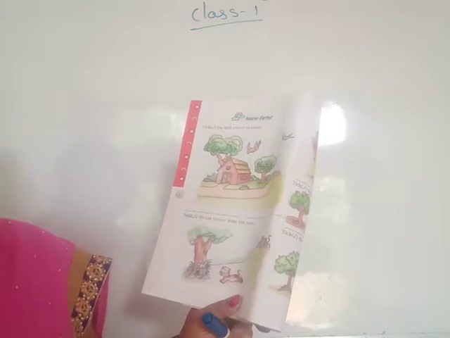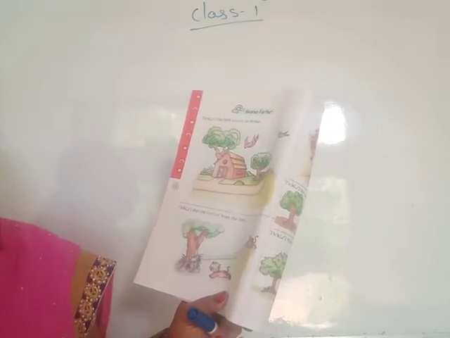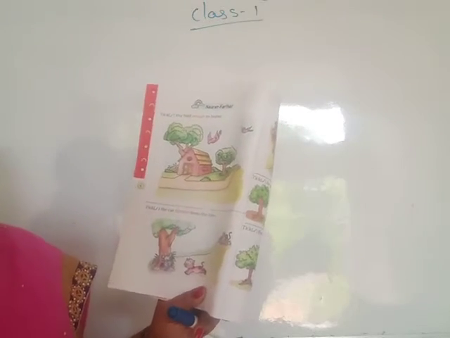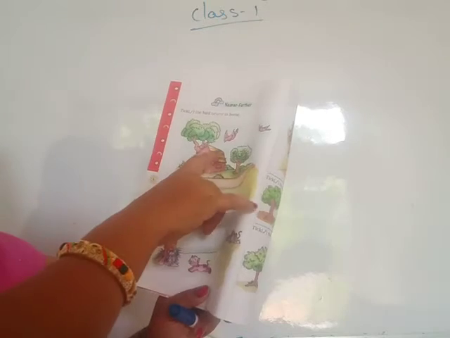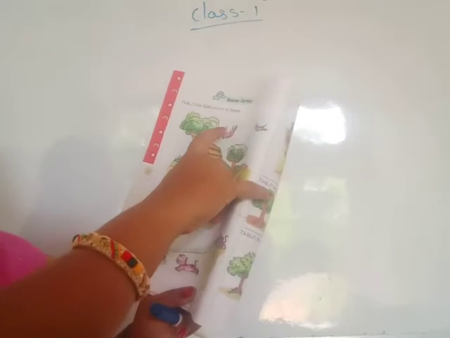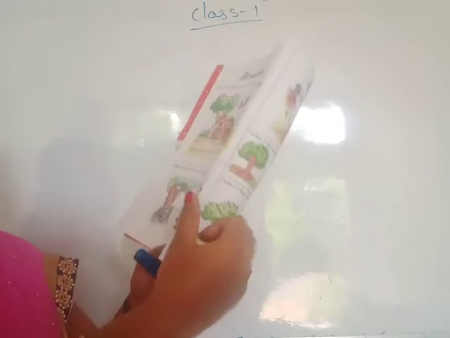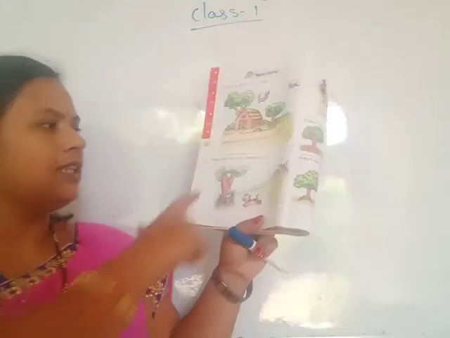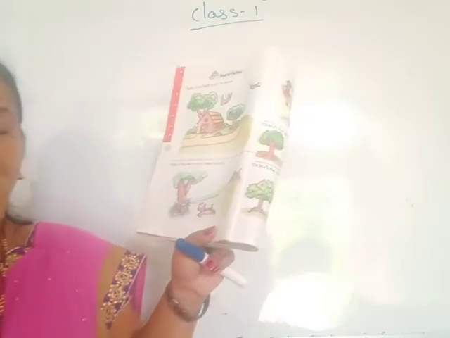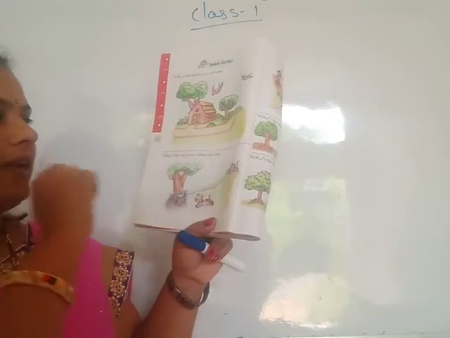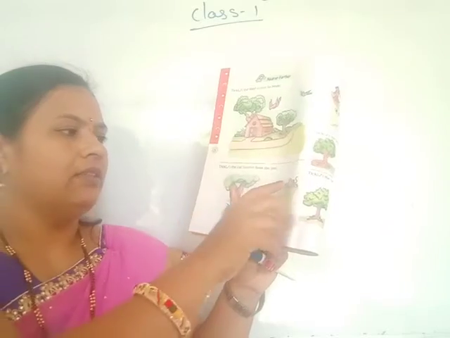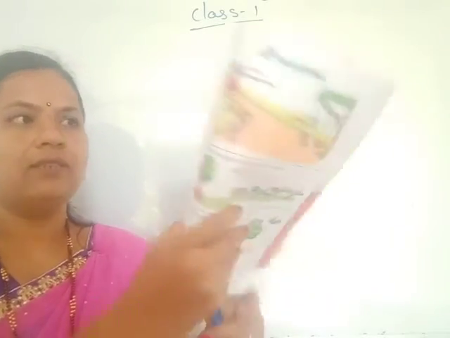You take the bird nearer to home. Here are two birds. Which bird is nearer to home? You see here, this bird is nearer to home. Then you tick here. Okay. Then the next figure: tick the cat further from the tree. Here is the cat, and which cat is further from the tree? This one. Then you tick here.